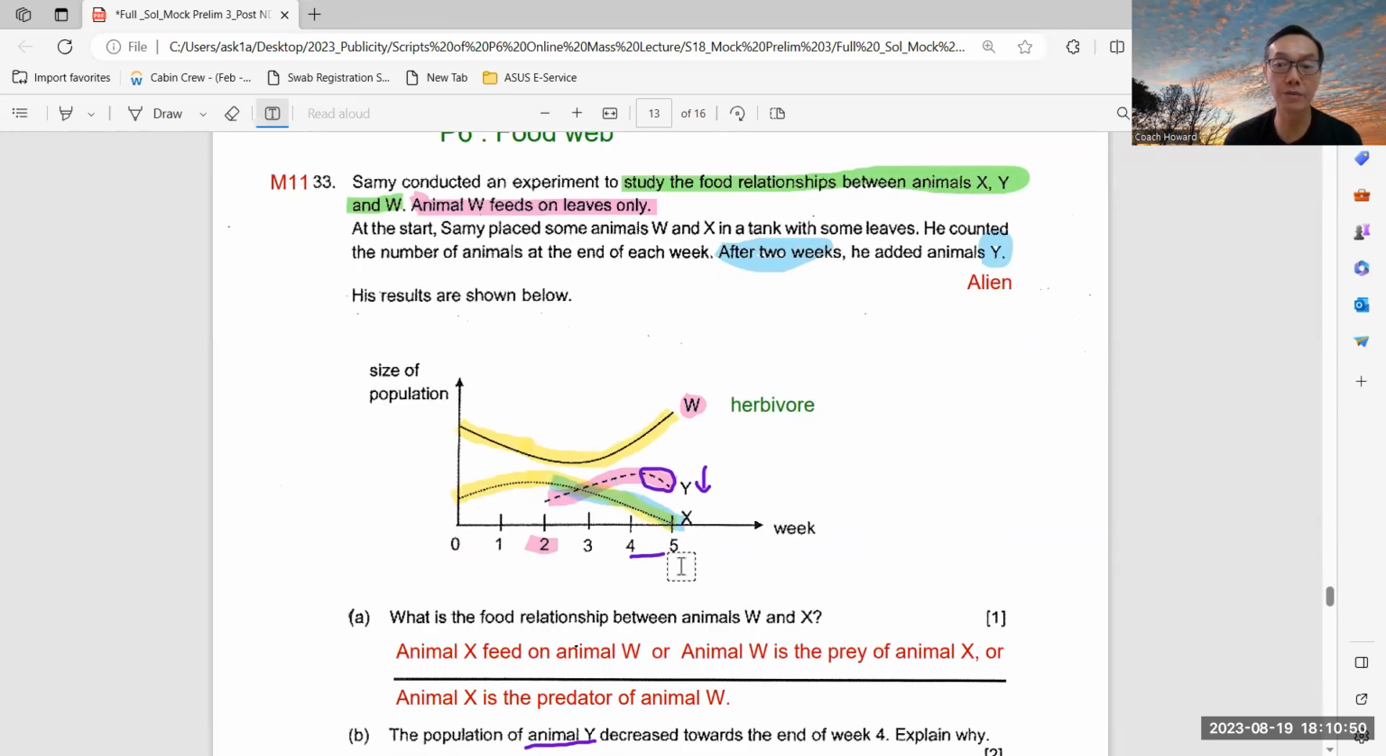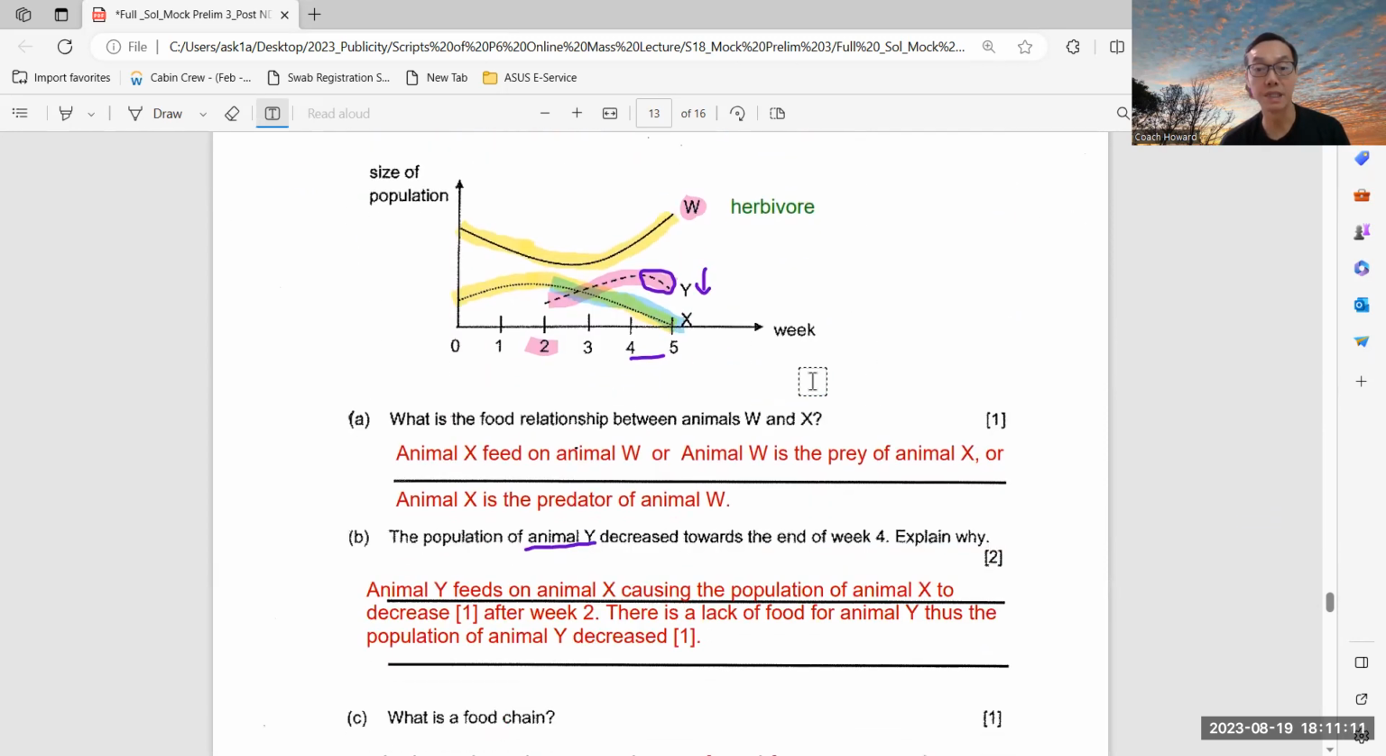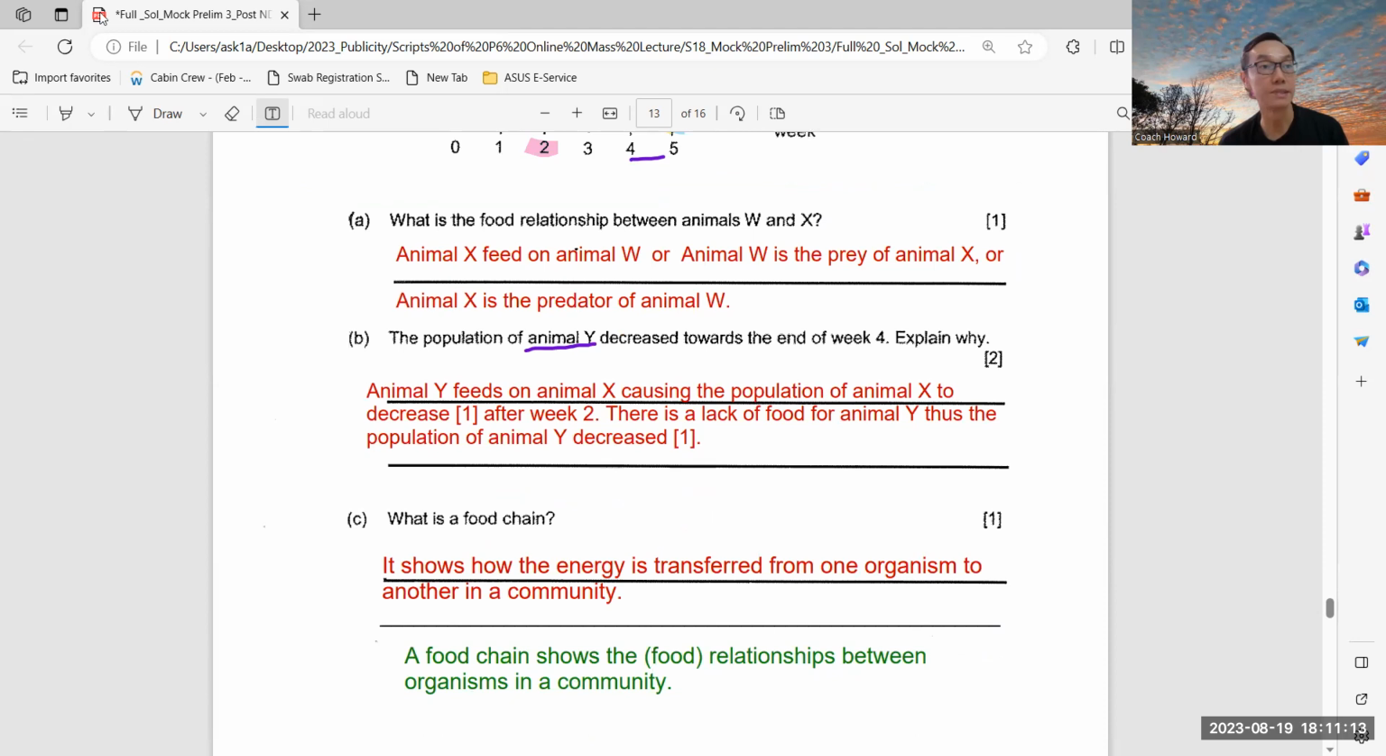So remember the annotation to put in, the alien, and also use color coding. It's good to have different highlighters if you take your examinations, because color coding actually helps you to prepare your verbal answer or written answers in a more structured manner.